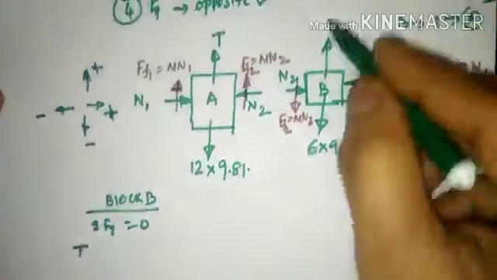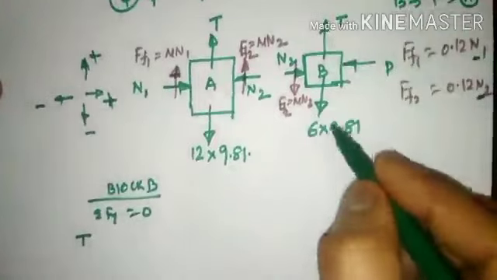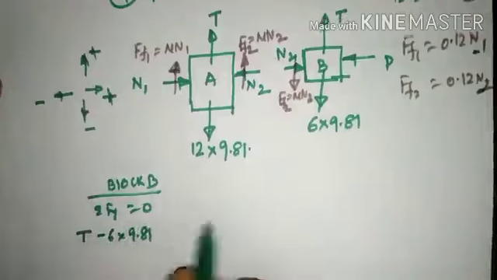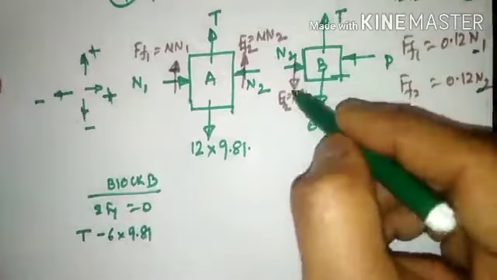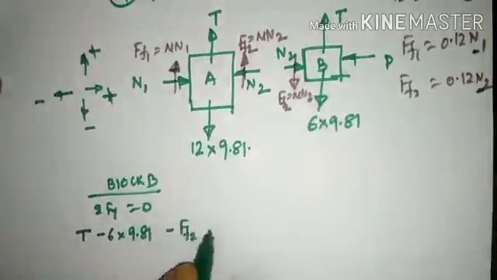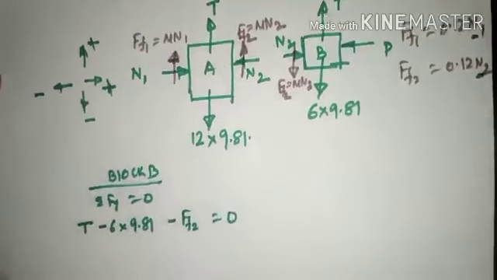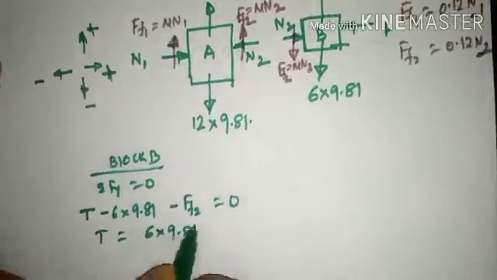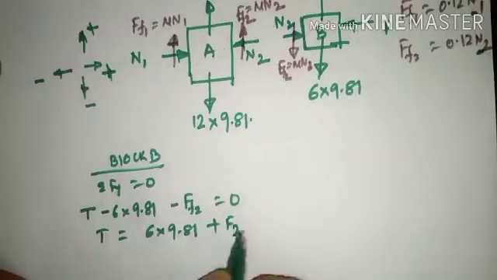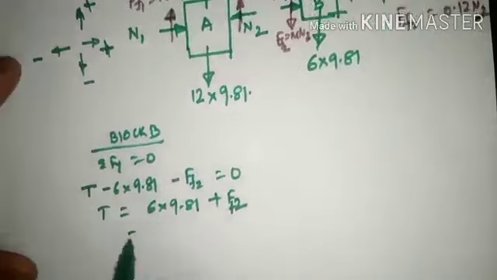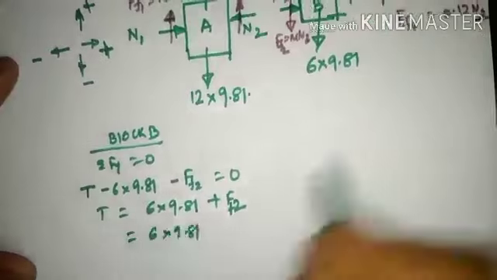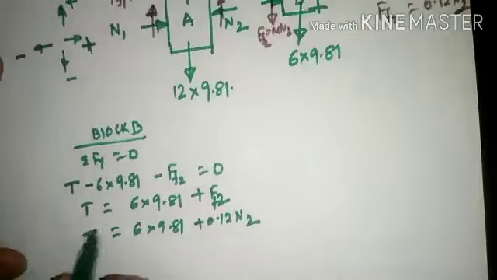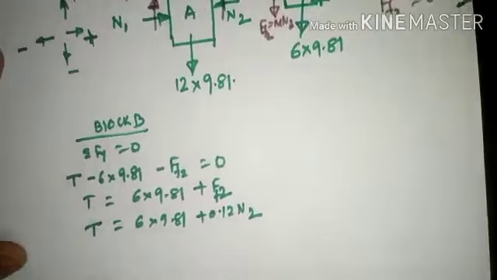As T is upward here, it is positive. 6 into 9.81 is downward, so minus 6 into 9.81. Then apart from that, you also have a frictional force which is downward here, minus F_f2, that is equal to 0. So reframing this equation, T is equal to 6 into 9.81 plus F_f2, which will be 6 into 9.81 plus 0.12 times N2. So this is the value of T now. Keep this equation as it is.